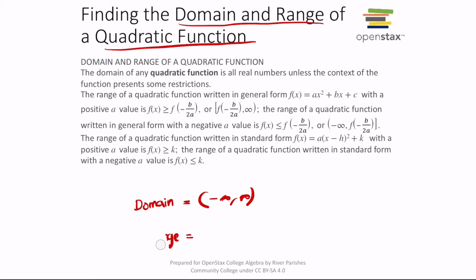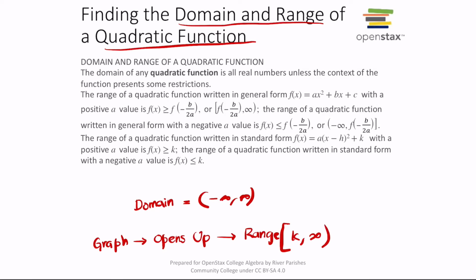So if the parabola, if the graph opens upward, then the range can be written as k comma infinity. So range is k comma infinity.